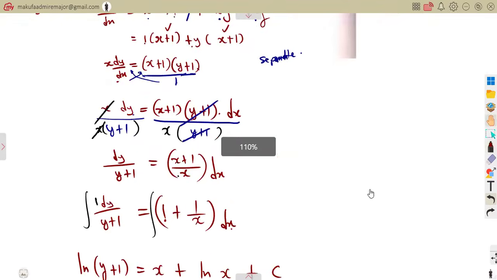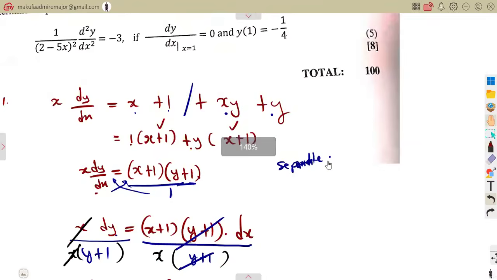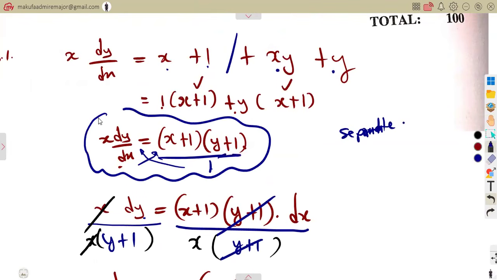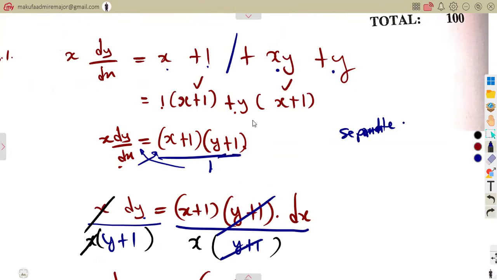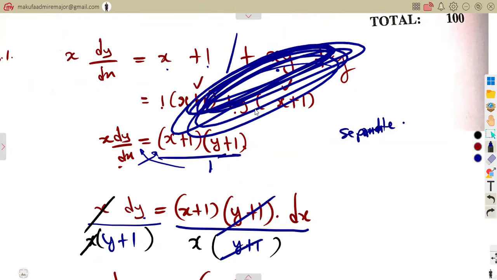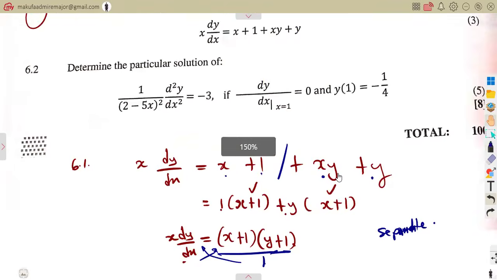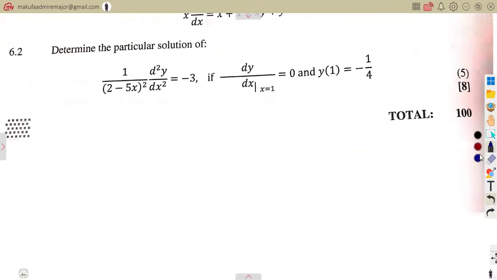So you see how they can try to confuse you. You are used to being given this statement: this is equal to this, and you start to separate. But they wanted you to factorize first by grouping. These are 4 terms, so you can factorize by grouping.